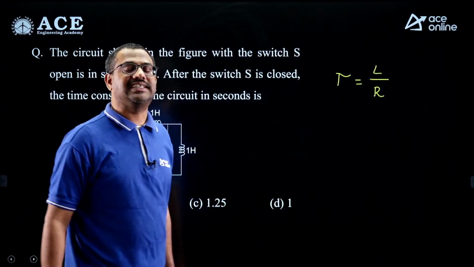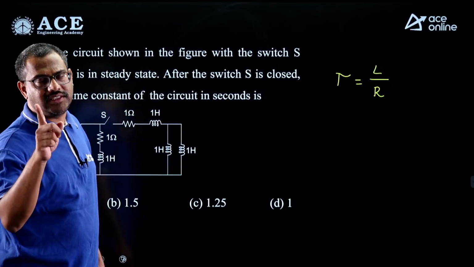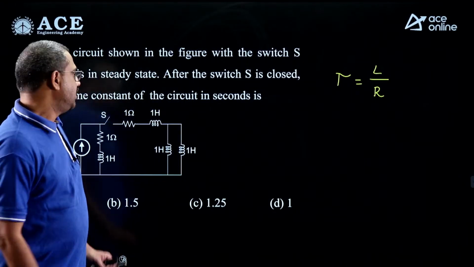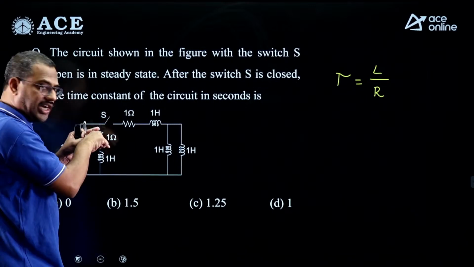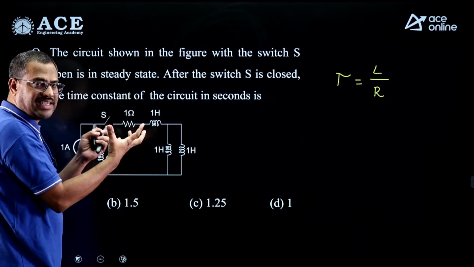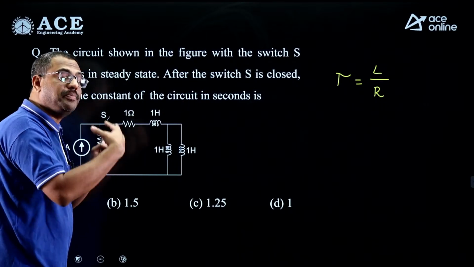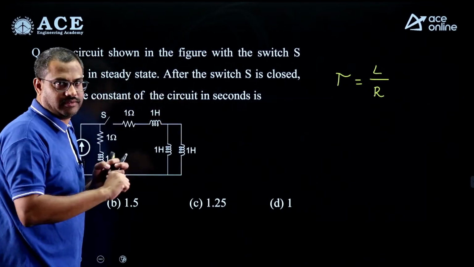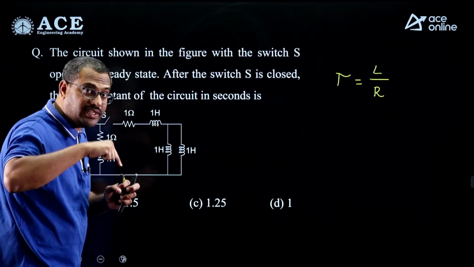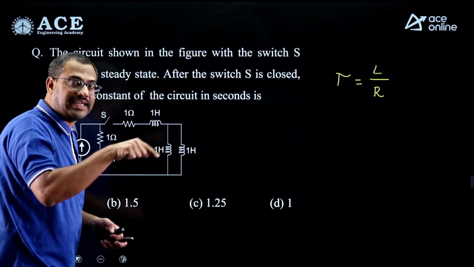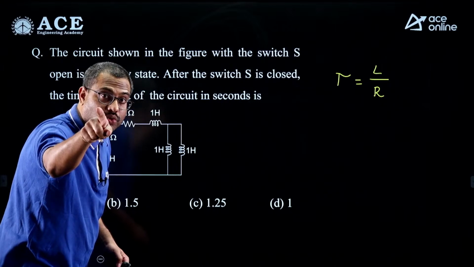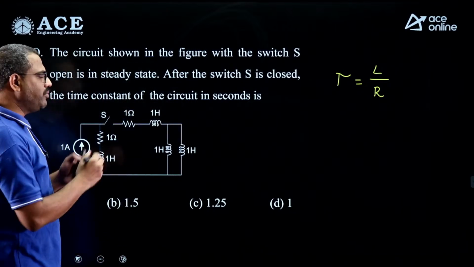What is time constant? It is the time taken by the response to reach 63.2% of its final value. That means this is a transient, because once the switch gets closed, currents change, because resistance has changed, everything will change. But it takes approximately 5 time constants to reach the next steady state. But what is time constant? It is the time taken by the response to reach 63.2% of its final value. So that time constant is being asked.